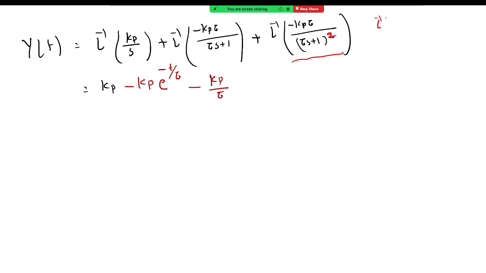What is the Laplace of t? 1 upon s square. And if I multiply the Laplace of t with e to the power at, what will be here? 1 upon (s plus a) whole square. Are you getting it? Similarly, I can write (tau s plus 1) whole square as tau square (s plus a) whole square. If I am taking tau common outside, (s plus 1 by tau) whole square. Sorry, it will be minus a t. So directly I can write here t into e to the power minus t by tau. That's it.